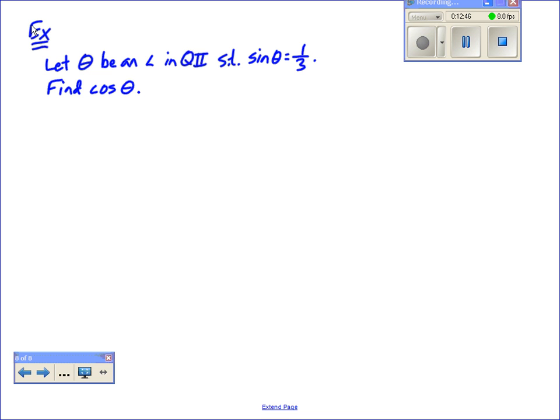All right, so let's go ahead and look at this here. Let theta be an angle in quadrant 2, such that the sine of theta is 1/3. Such that, you know what? Let me change this just a little bit. Let's make the sine of theta negative 1/3, and let's go into quadrant 3 actually. Okay, so we're gonna rotate this into quadrant 3.